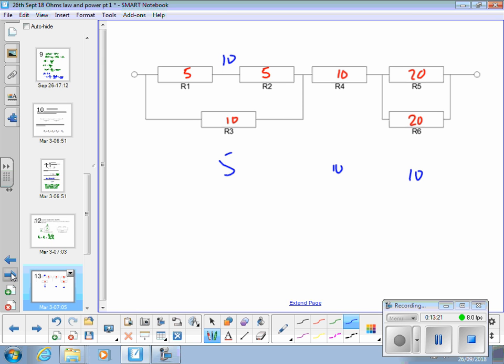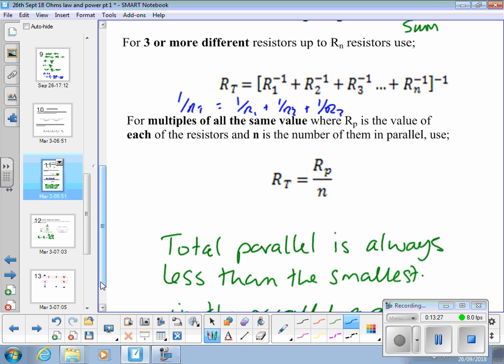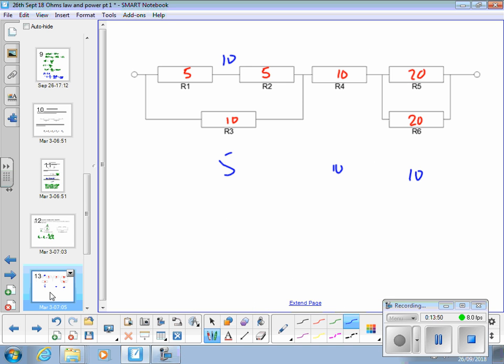What I've used there is the version at the end, the same value. So there's 2 of them divided by the value. So it's 2 10s. 10 divided by 2 is 5. On the end, 2 20s. 20 divided by 2 is 10. So when I took the RP, it's just R of the parallel combination. They're all the same.